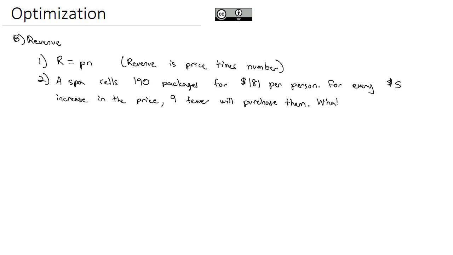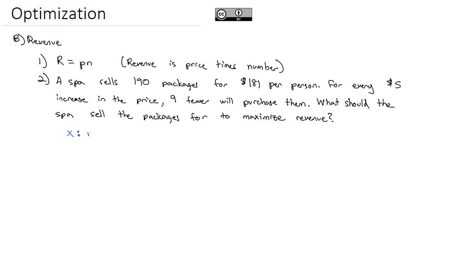So the question is, what should the spa sell the packages for to maximize their revenue? Well, let's break down what's happening here. We want to figure out how many increases we want to do. We're going to take the letter x and let x represent the number of increases in the price.